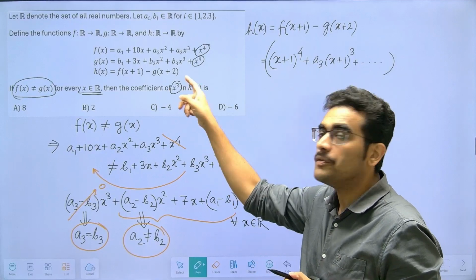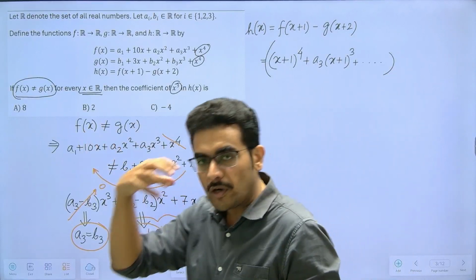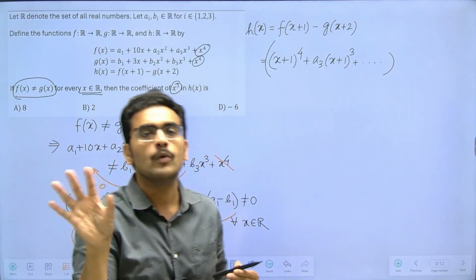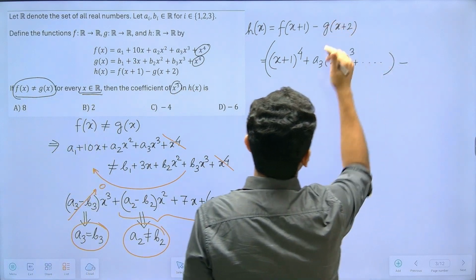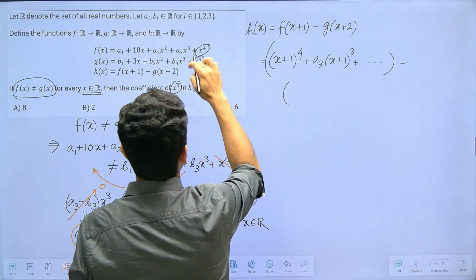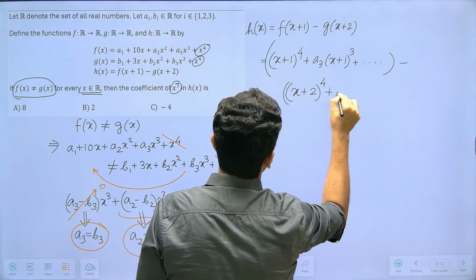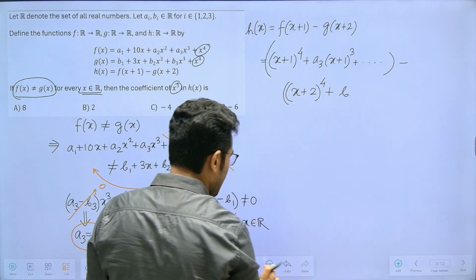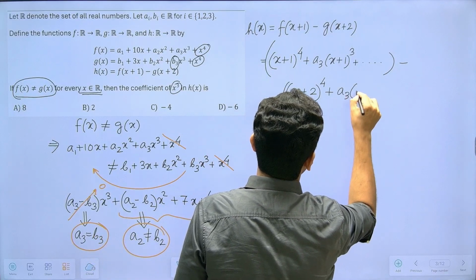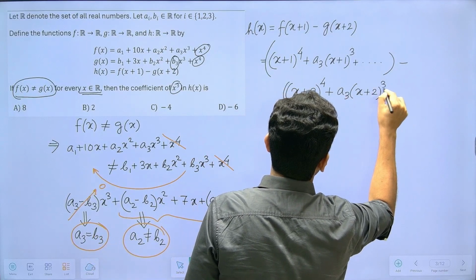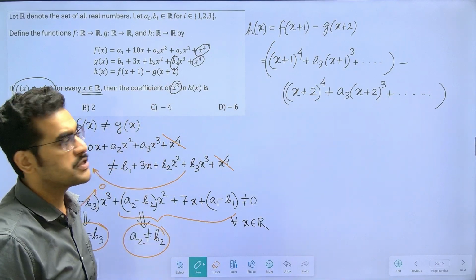Why? Because I need the coefficient of x cubed. After this cubic term, for the remaining quadratic, linear and constant terms, we are not going to get any x cubed term, so we don't need to write them down. Minus g(x+2). So for g(x+2) we replace x by x plus 2. So I am writing (x+2) to the power 4 plus b3, and b3 is actually a3, so let me write it as a3 into (x+2) whole cubed. Again, the remaining terms we can neglect for the time being, because we need the x cubed coefficient.